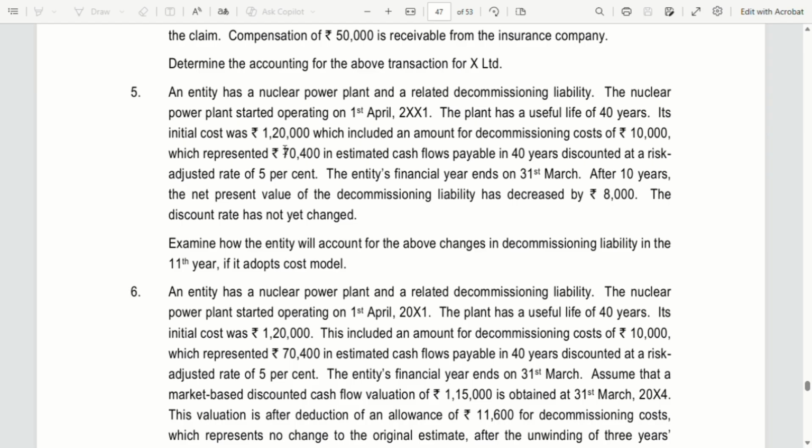So this is the adjustment that we are going to do when we are using the cost model. If we are using the revaluation model, then if the liability is increasing, this is a loss. So how will we adjust it? If we have a positive balance in revaluation surplus, then the loss is first adjusted against the revaluation surplus, and the balancing figure we will debit to P&L. And if our liability is decreasing, then there is a gain.